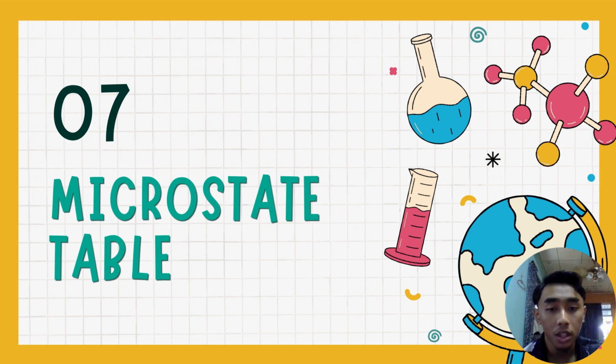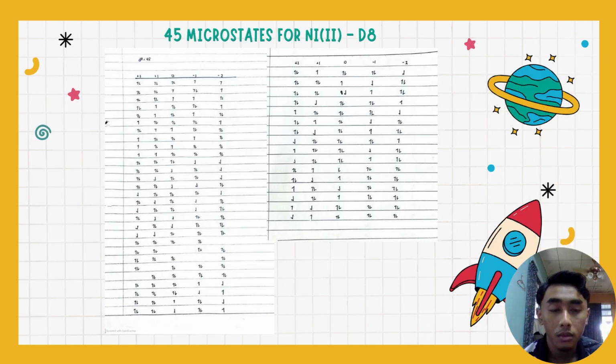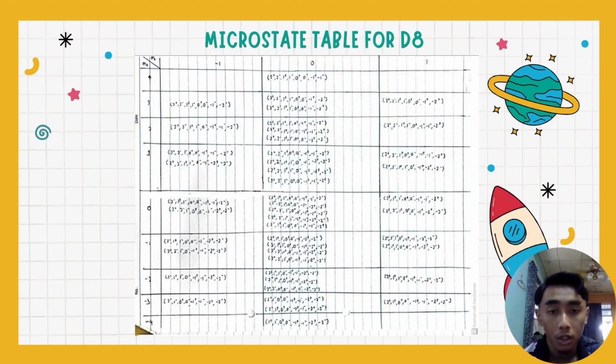Next is the microstate table. Before we get to the actual microstate table, we must do a little bit of work to find all the possible microstates. For d8, which is for nickel 2, it has 45 microstates. So this is the work that I have to do. And this is the microstate table that I built based on the work that I did in the previous slide.